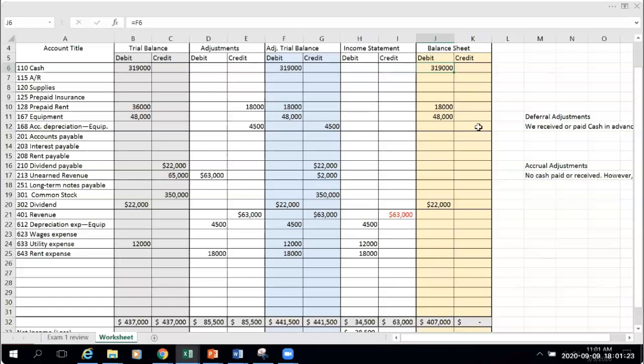So here I have equals to 4,500, enter, it's a credit. So here I go, credit equals to this credit, equals to that one, equals to this, and that's it.